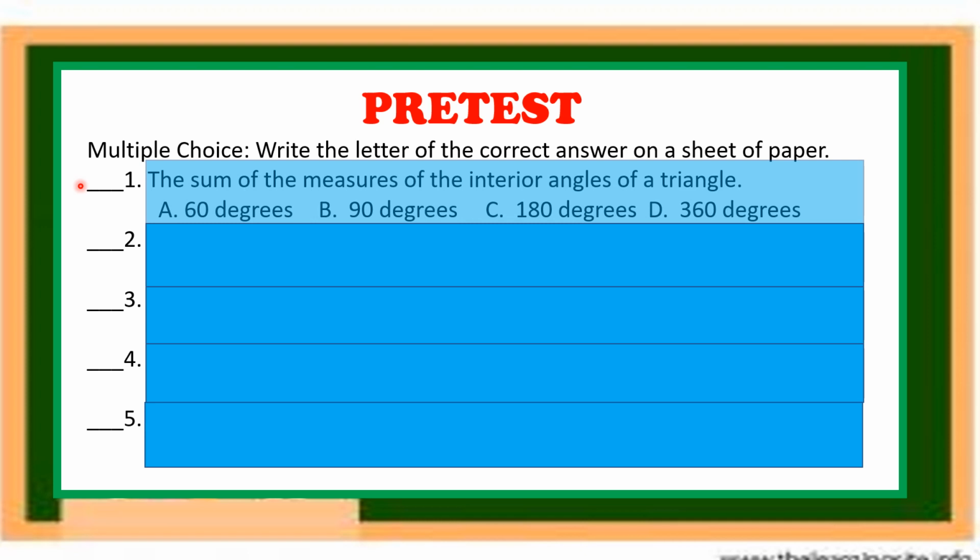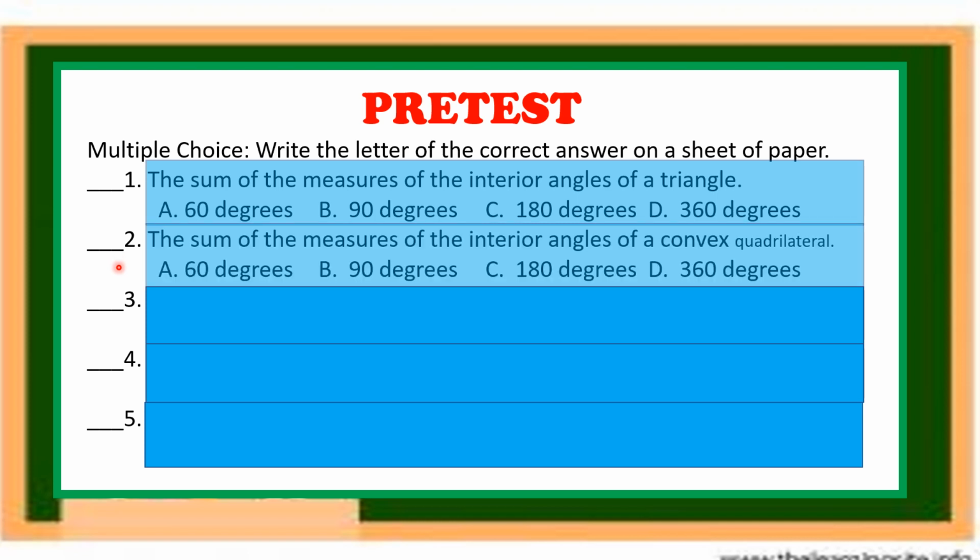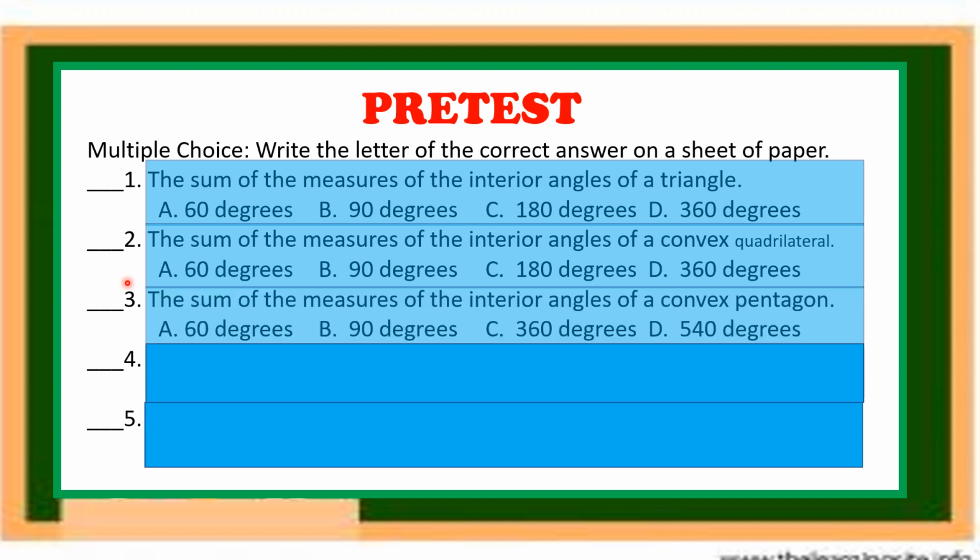Number 1. The sum of the measures of the interior angles of a triangle. Letter A, 60 degrees. Letter B, 90 degrees. Letter C, 180 degrees. Letter D, 360 degrees. Number 2. The sum of the measures of the interior angles of a convex quadrilateral. Letter A, 60 degrees. Letter B, 90 degrees. Letter C, 180 degrees. And letter D, 360 degrees.